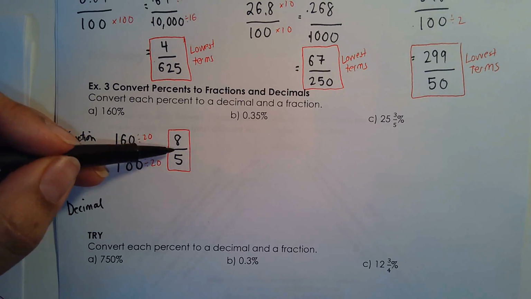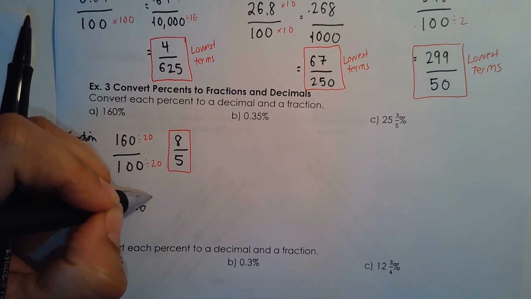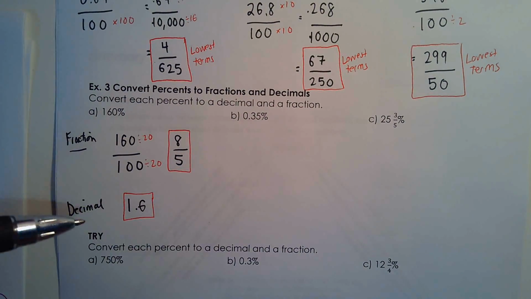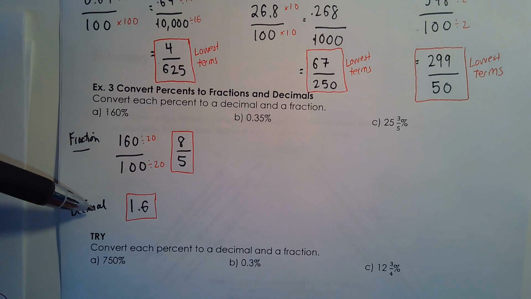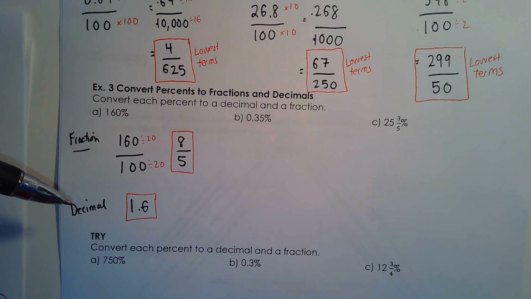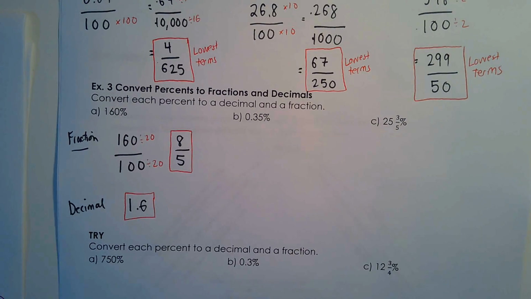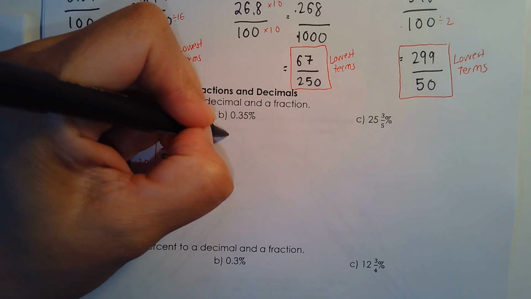So 8 divided by 5 gives us a value of 1.6. Of course, you could have taken the percent and turned it into a decimal first by dividing by 100 as well. That would have been okay. Question B here. So let's turn that into a fraction.